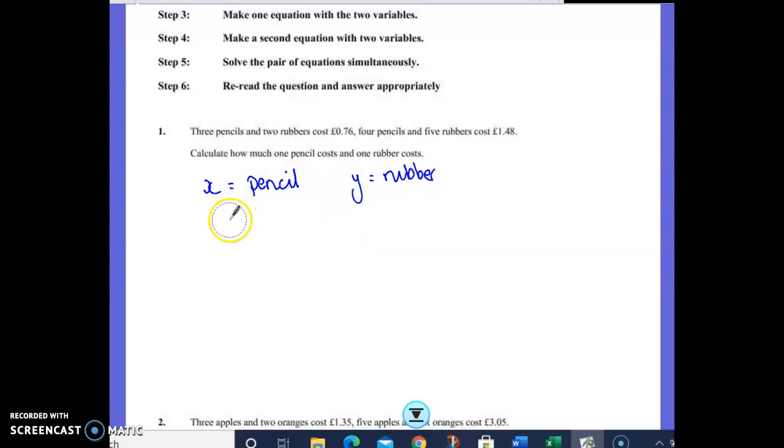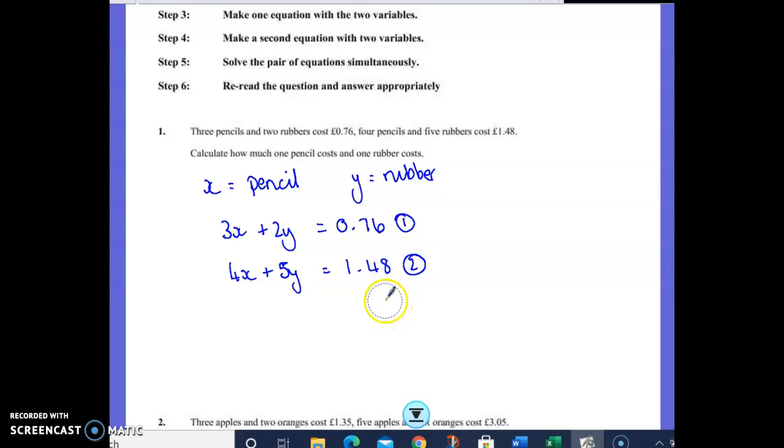So I've got 3 pencils, so I've got 3X. I've got 2 rubbers, so I've got 2Y, and that equals 76 pence. Don't need a pound sign in here. That's my first equation. Second equation, I've got 4 pencils, 5 rubbers, and that costs £1.48. So that is equation 2.